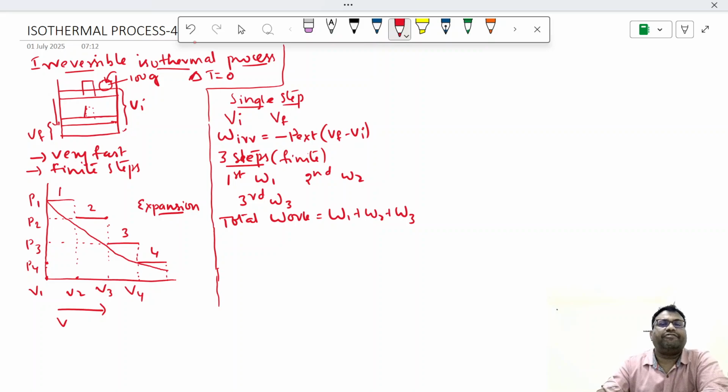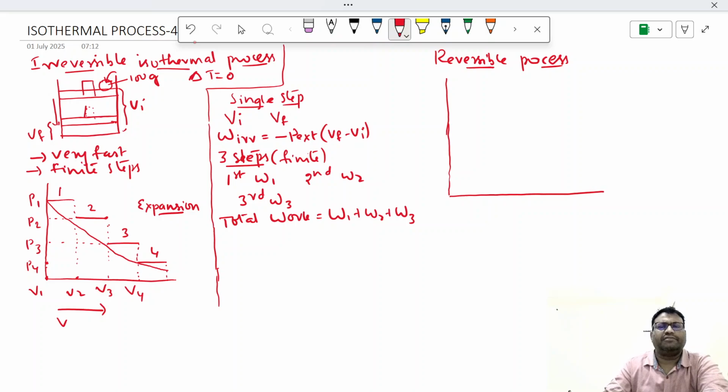Whereas when you draw a graph for reversible process, reversible isothermal process or reversible process. Here reversible process, see, it is happening in infinite steps. See, at the small pressure, a small change in the value. A small change in the value. See, very small change in the value. There is the pressure.